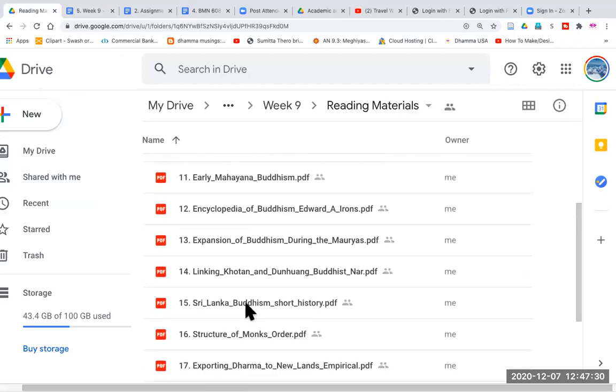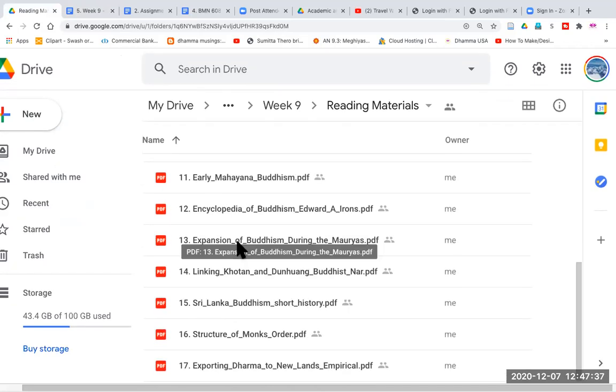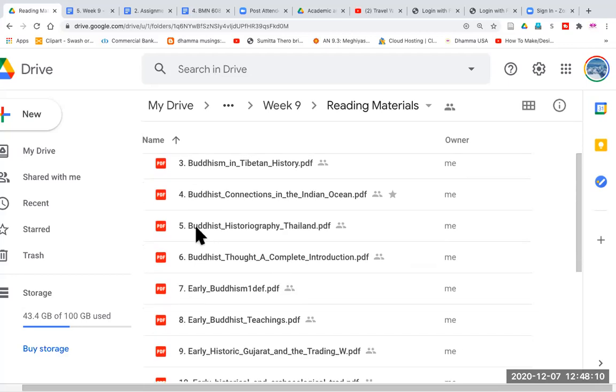And I actually went through all my articles. I have a long list of articles. Then I went through them and I selected some for you. I tried to cover different areas of Buddhism, especially with regard to our topic. So archaeology and empire, Buddhist monuments. This is about archaeology. And then Buddhism in Indonesia, the current issues, Buddhism in Tibetan history, Buddhist connections in the Indian Ocean, Buddhist historiography, Thailand, and Buddhist thought, a complete introduction.